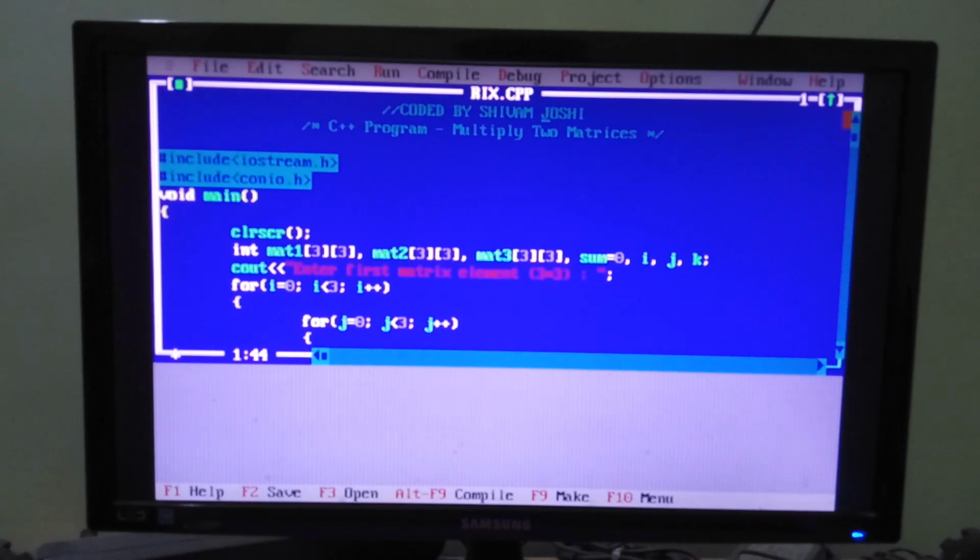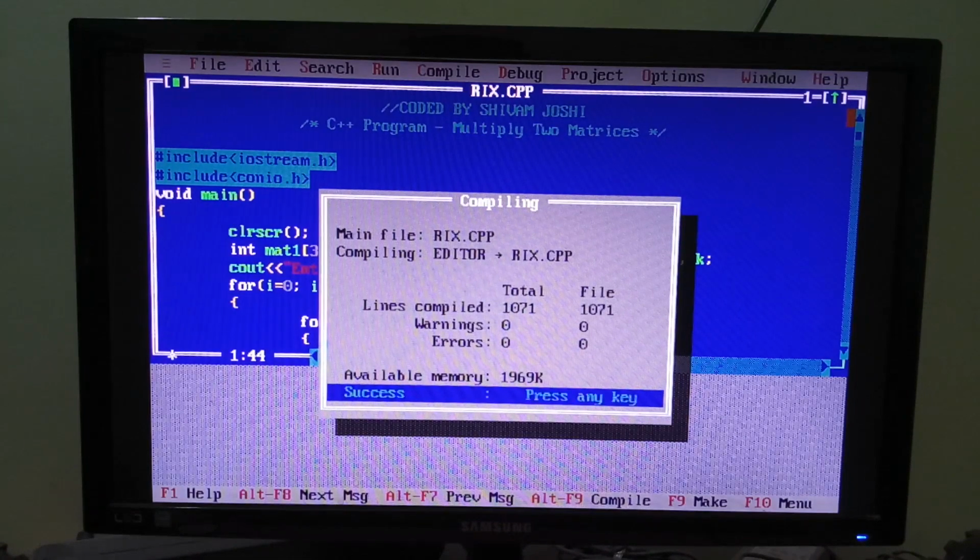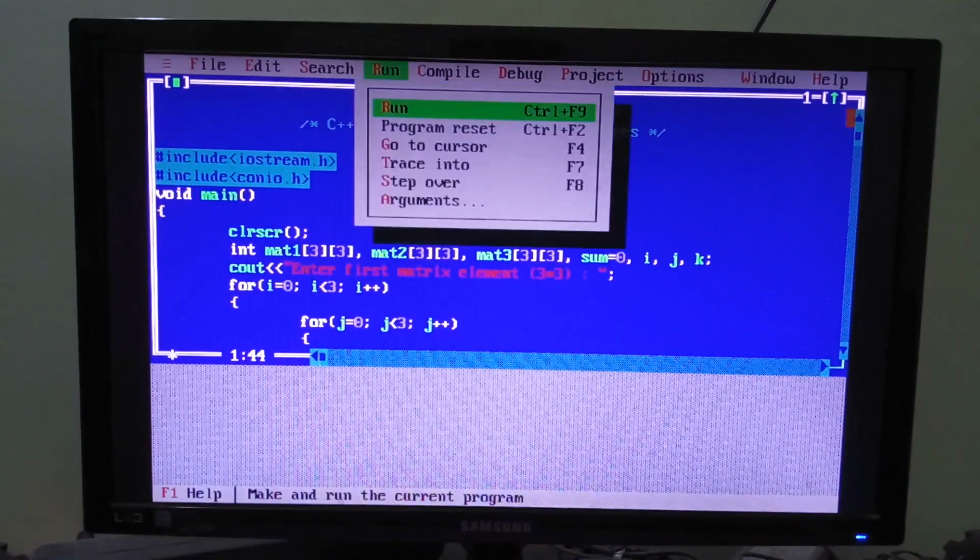Now I will compile. Alt F9 for compile. Here are 0 errors and 0 warnings. So let's see the output. Alt R for run.